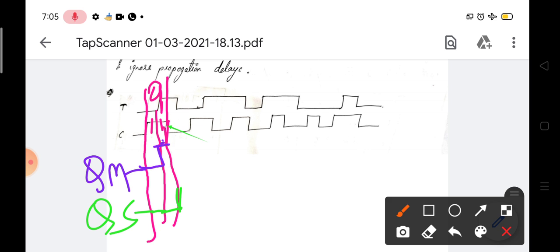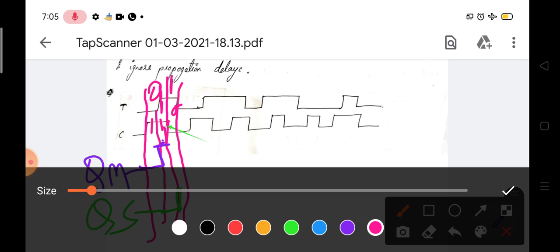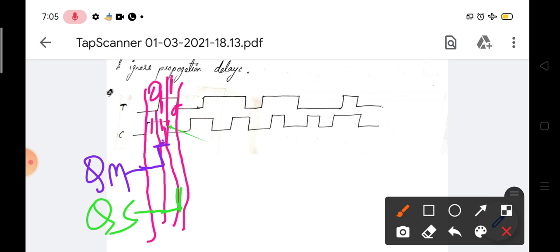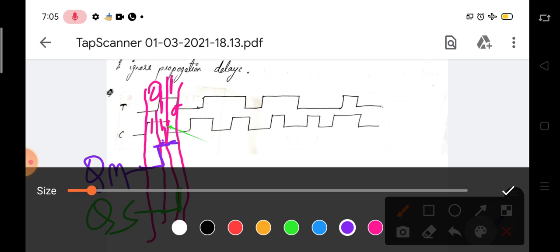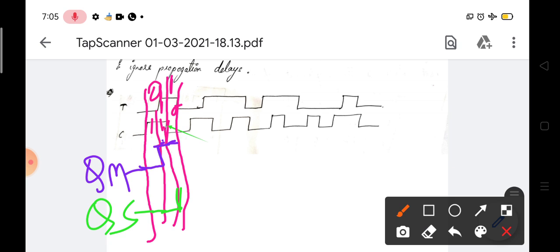Now up till here we'll see what happens. T continues to be 1, however the clock goes to 0. Now if the clock goes to 0, what is my output? My present output is the same as my previous output. So QM is this and QS up till here is this.